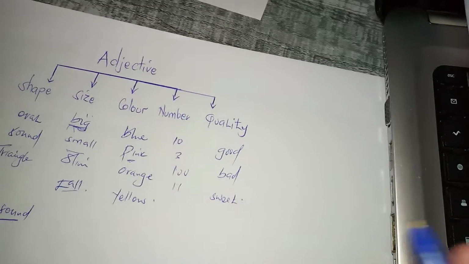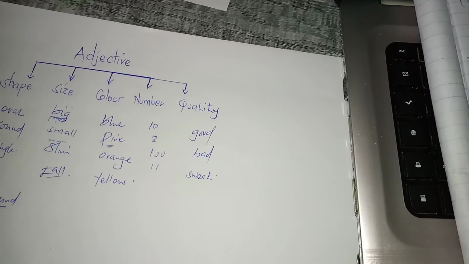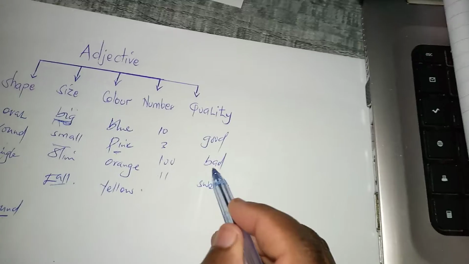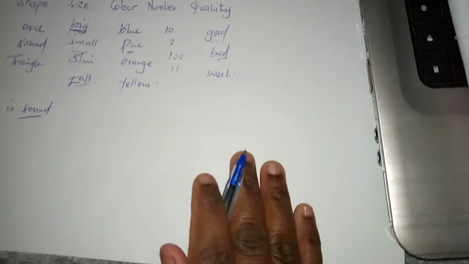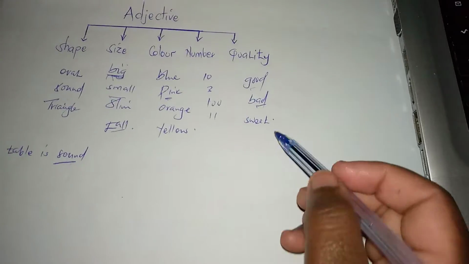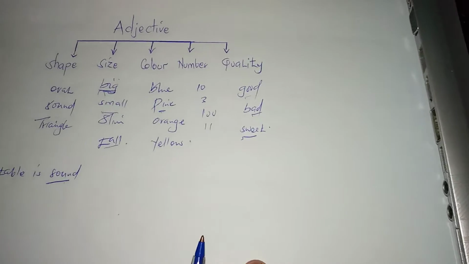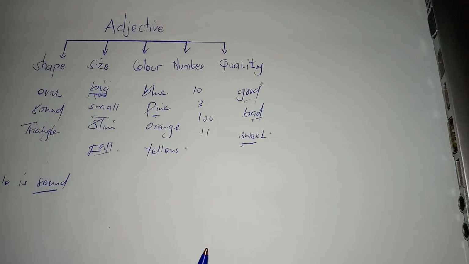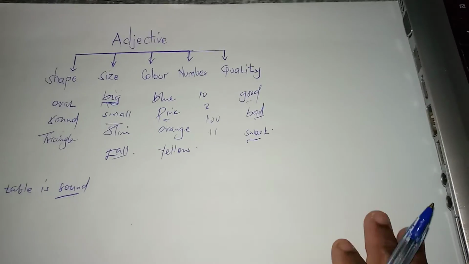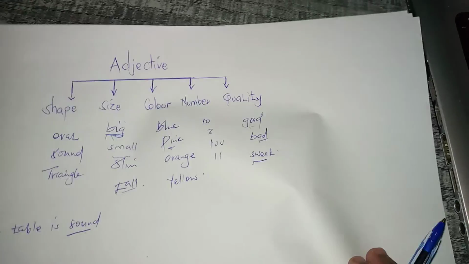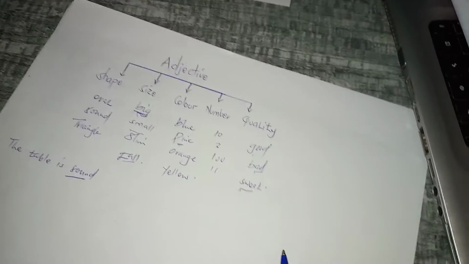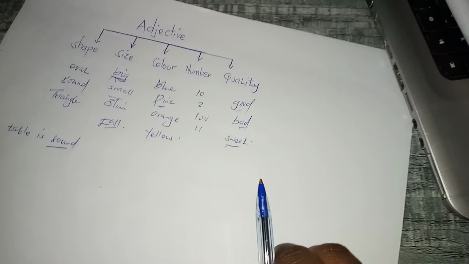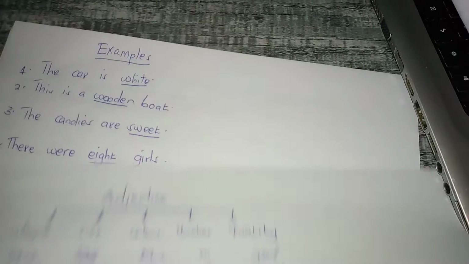Number, you can give an example, like, I have 2 sisters. Bad, good. He has a good behavior. The honey tastes sweet. These are examples of adjectives in a sentence. And so we're going to see several examples of adjectives.